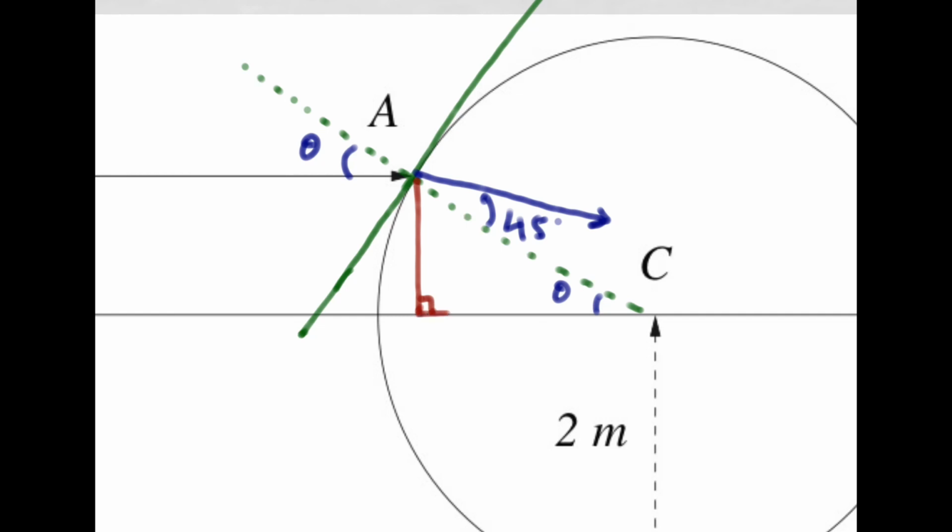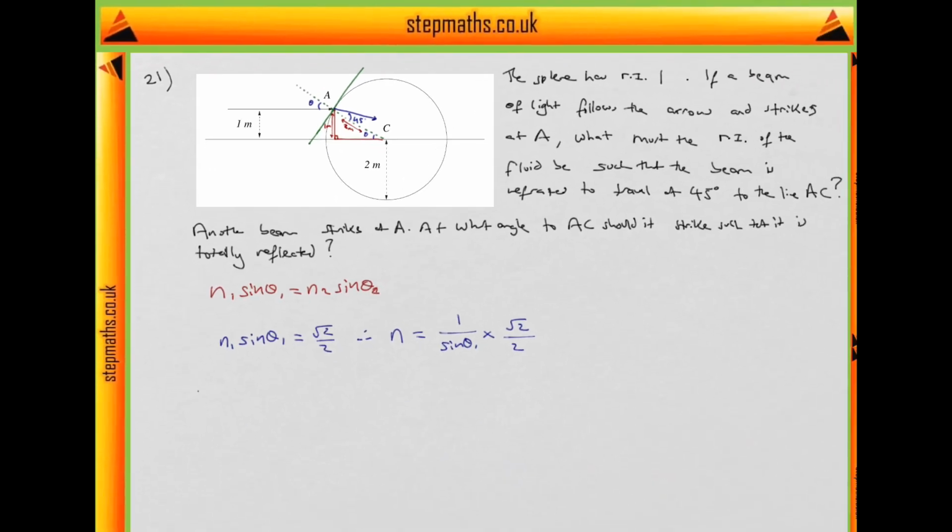Okay, well, what happens if we extend down this line here? We see we get a right-angled triangle. And we know that the radius of this circle is 2 meters. So this tells us that the length of this line here, the hypotenuse, is 2 meters. And we know it strikes at a height of 1 meter. So we see that this side is of length 1 meter. Well, that's very useful. So we can say that sine of theta is equal to opposite over hypotenuse, or 1 over 2. And therefore, 1 over sine of theta is equal to 2, which implies that n is equal to 2 times root 2 over 2, or simply our refractive index is root 2.